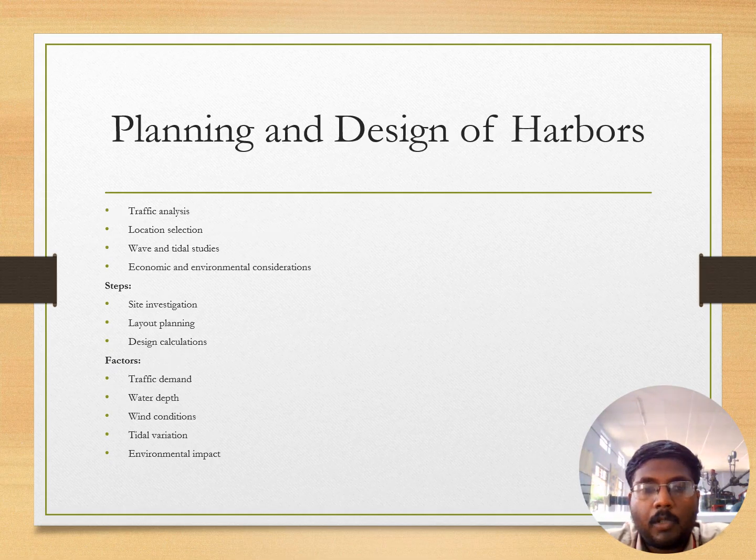Next we see about planning and designing of harbor. During the planning and designing of a harbor, the following points should be taken into account. They are traffic analysis, location selection, waves and tide effect, and environmental as well as economical consideration. There are three different steps to be followed while designing harbors. They are site investigation, layout planning, and design consideration.